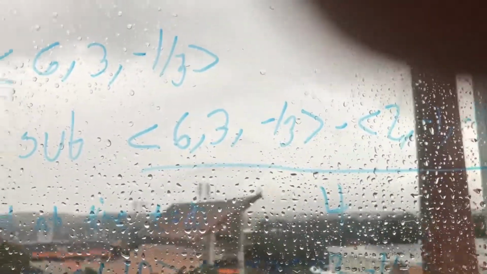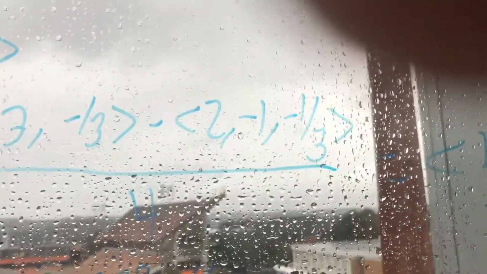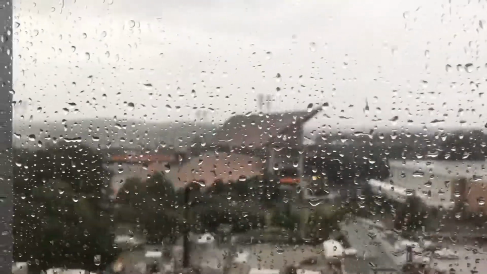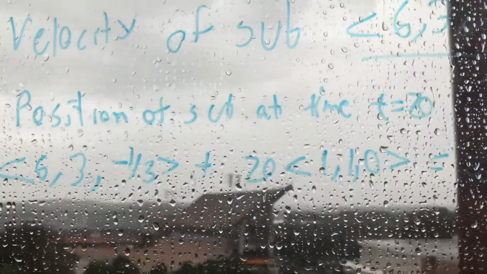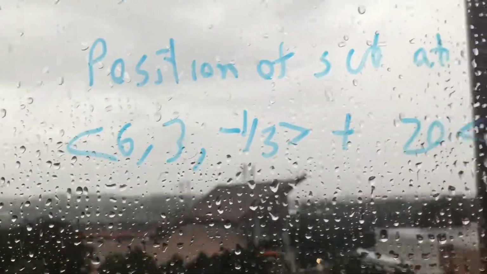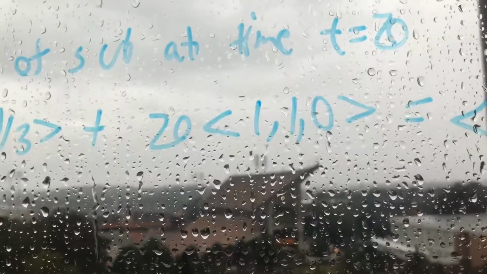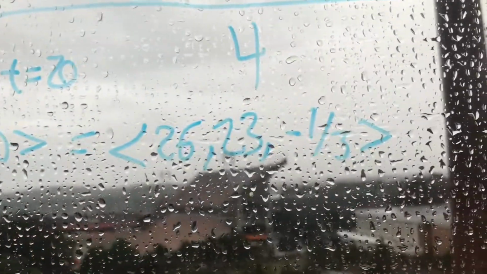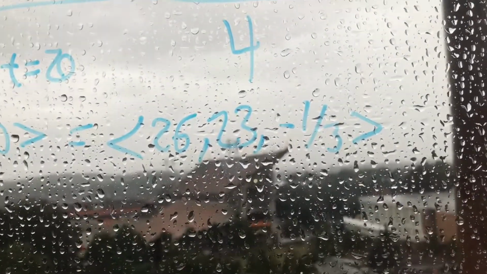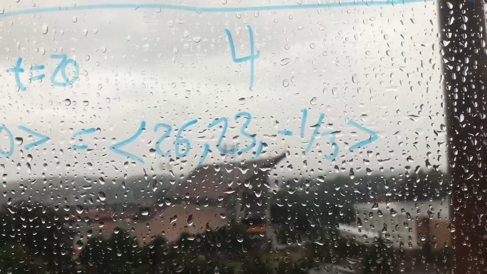And then I know the velocity of the sub is the position at t equals 0, which is right here, minus the position vector at t equals negative 4. This gives me the velocity of the sub per minute, which allows me to solve for the position of the submarine at time is equal to 20, because I know the position vector at t equals 0, and I can add that to 20 times the velocity. And that's going to get me 26, 23, negative 1/3, which is the final position of the sub at t equals 20, which is where the aircraft should have the intercept.